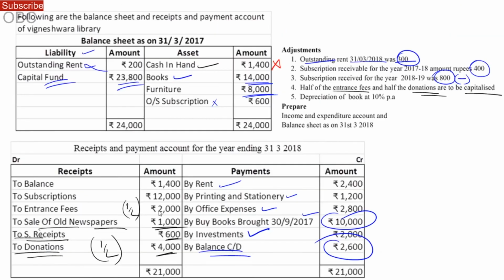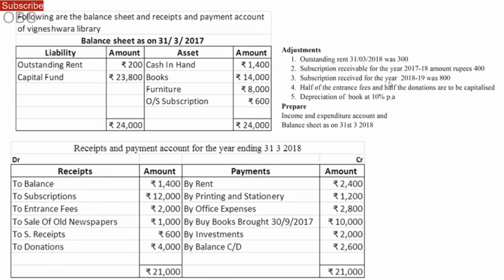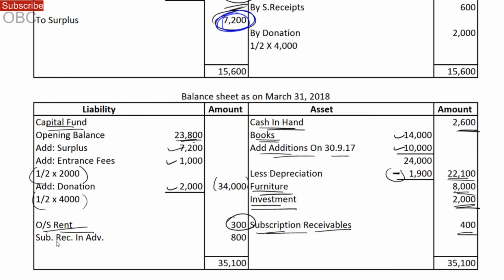Next, if there is any subscription received in advance, that should be recorded in liability side. Yes, we have a subscription received in advance that is received for 2018 and 19, that is next year obviously. So 800 is there in the balance sheet, so consider this 800 and write in balance sheet. Outstanding rent as on 31st March 2018, subscription received in advance 800 rupees. So now you cleared all the items. You only left with last step, that is to sum up and check whether it will get balanced or not. Obviously you will get balance for 35,100 both the side.